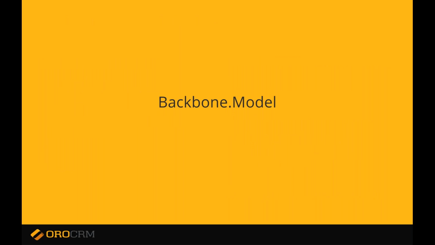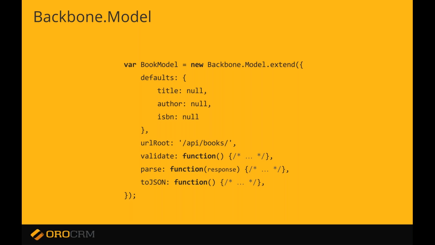Okay, let's talk a bit about Backbone model. Here you see a typical use of Backbone model extend. First we define what default arguments we would like to have. And after that, we can specify other properties and methods. For example, here you can see that we specify urlRoot. It's a URL which will be used to communicate with the server. So on the basis of this URL, the model will be saved, fetched, etc.